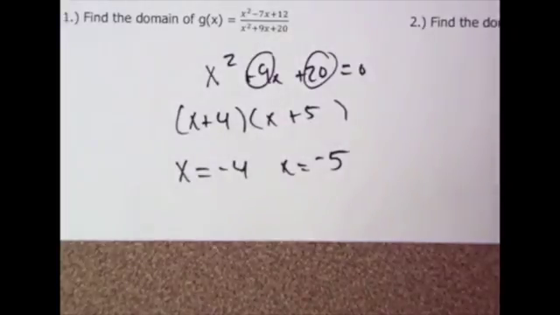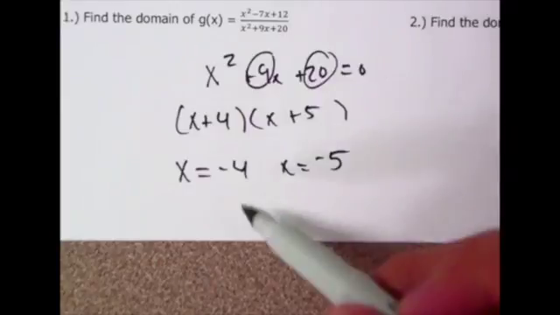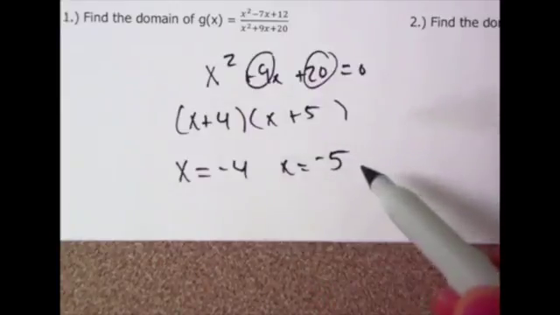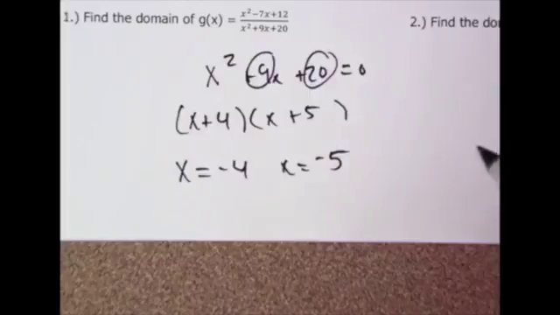So what that means is that the domain would be all real numbers except for negative 4 and negative 5, because those are the only numbers that would make the function invalid.